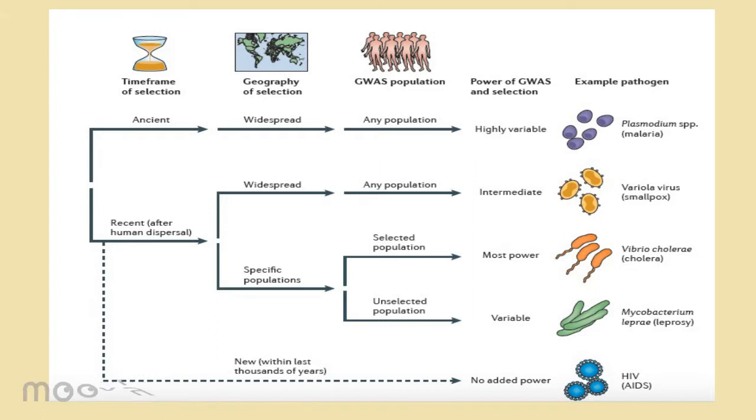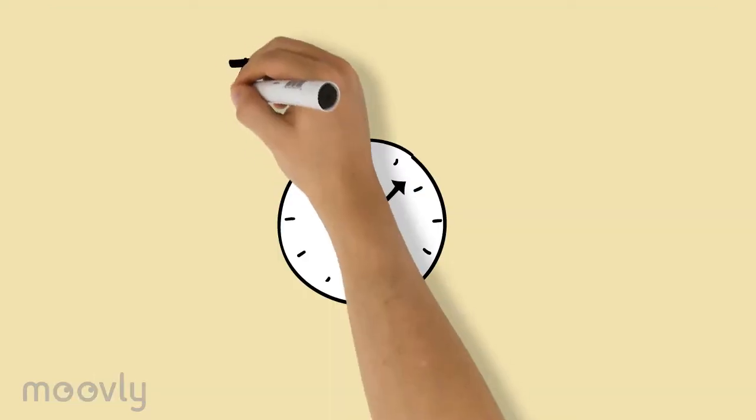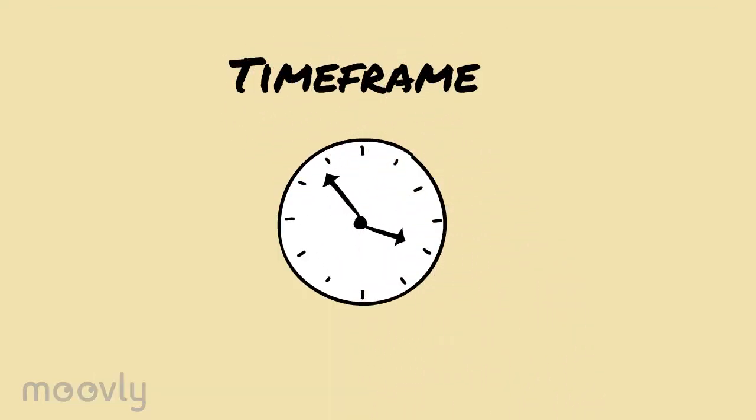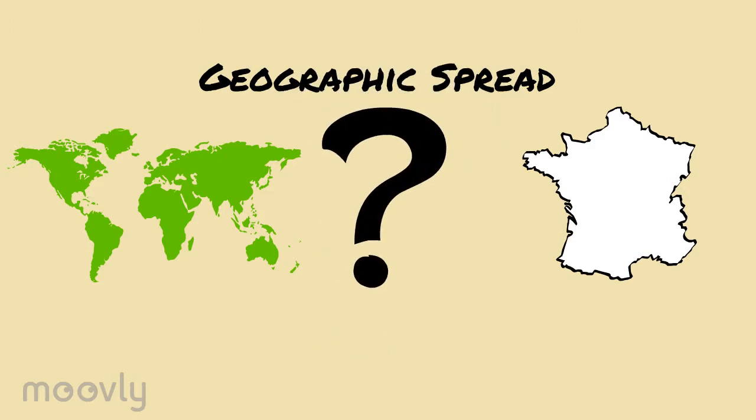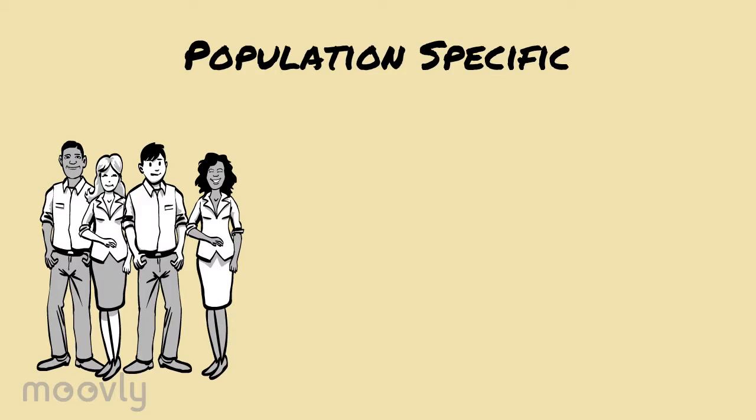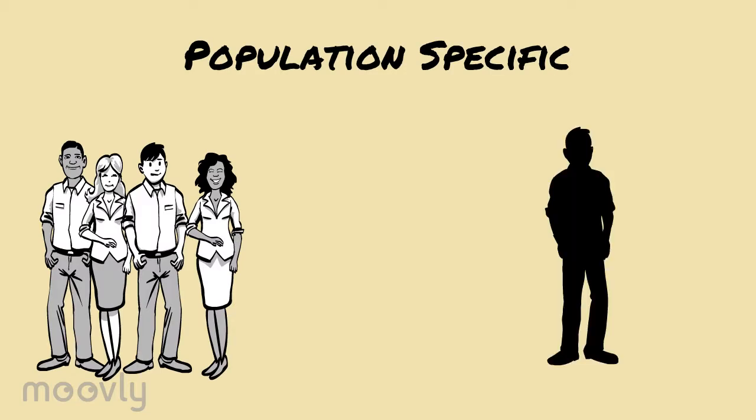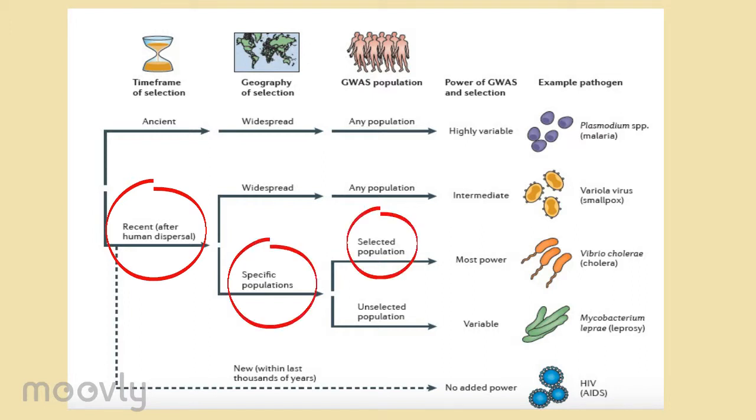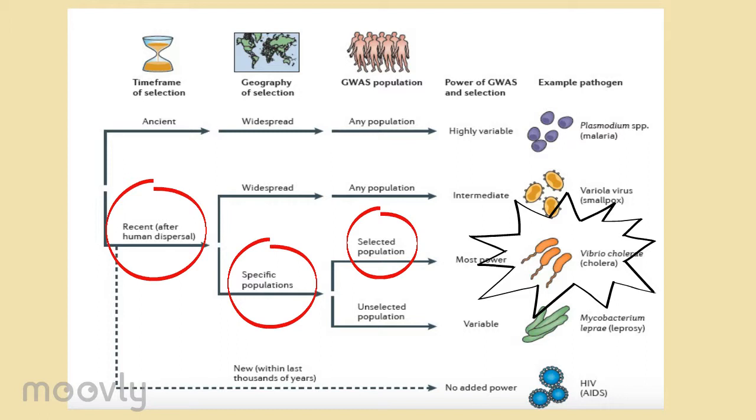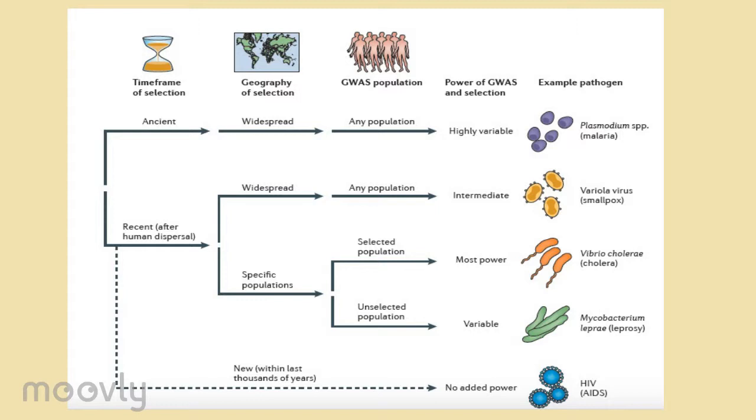Several factors either strengthen or decrease the power of GWAS, including time frame, how old the disease is, geographic spread, is it found on every corner of the earth or in a specific location, and how specific it is to a population, whether disease is found in a wide variety of people or in one population. According to this figure, a GWAS of a relatively recent disease that is taken from a specific selected population of infected individuals, like cholera, for instance, has the most power in determining the genetic mutations associated with the disease.